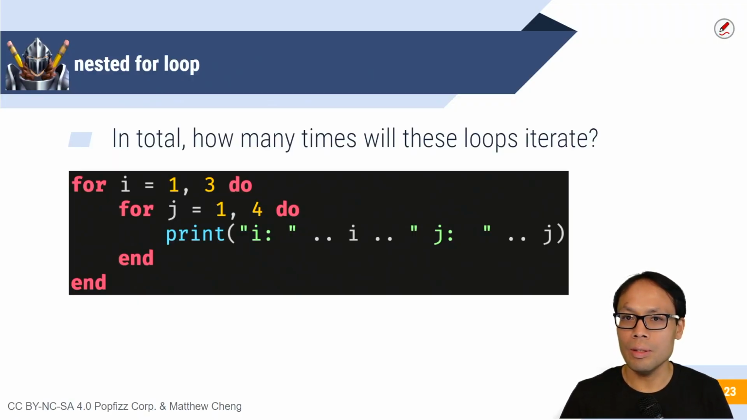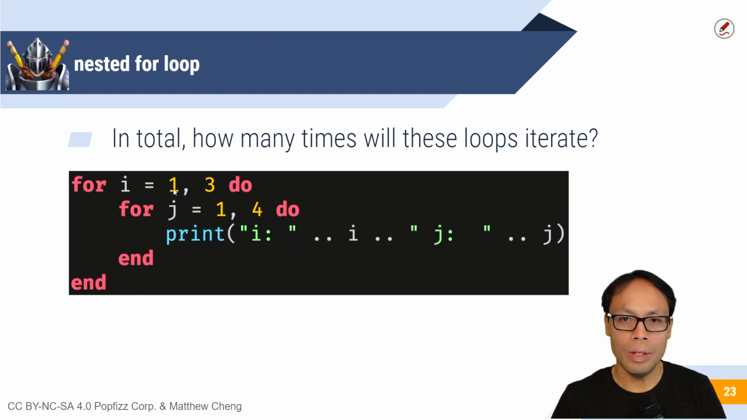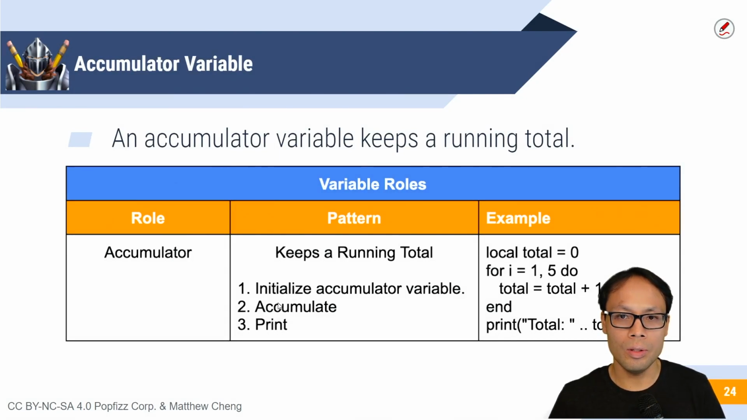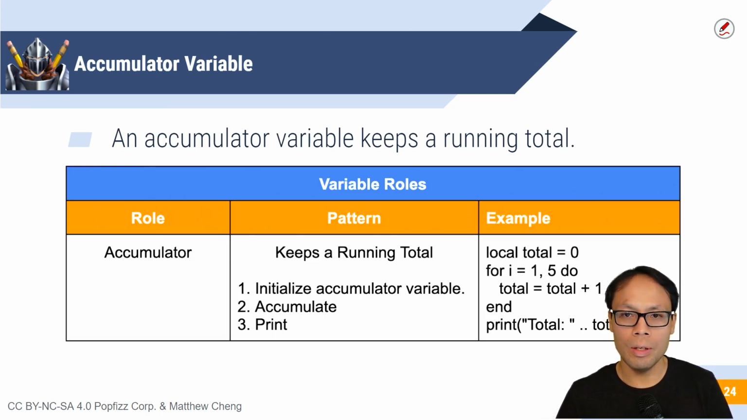All right, now let's think about this. How many times will these loops iterate in total? So again, we have 3 on the outer and 4 on the inner. So in total, let's use an accumulator variable to figure this out. We have a new variable role called an accumulator, which keeps a running total. Now the pattern for an accumulator variable is that we're going to initialize the accumulator variable, typically to 0. Then we're going to accumulate, and we'll do this inside of the loops. And then lastly, we'll print.